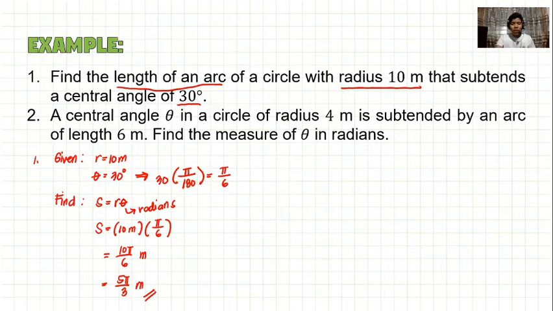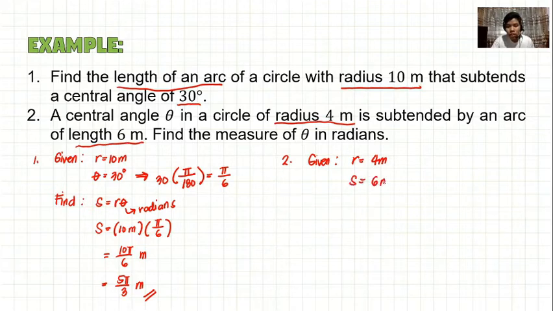Okay, for number 2, we have here a central angle theta in a circle of radius 4 meters is subtended by an arc of length 6 meters. We need to find the measure of theta in radians. So the given values are the following. First, we have the radius 4 meters. So r is equal to 4 meters. And the length of the arc is 6 meters. So we have S is equal to 6 meters.